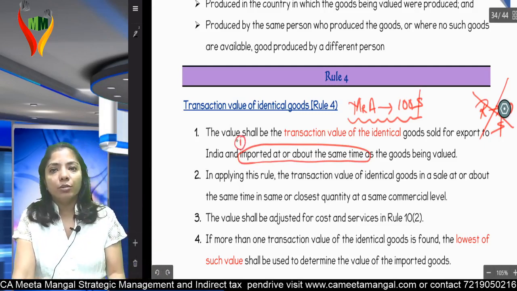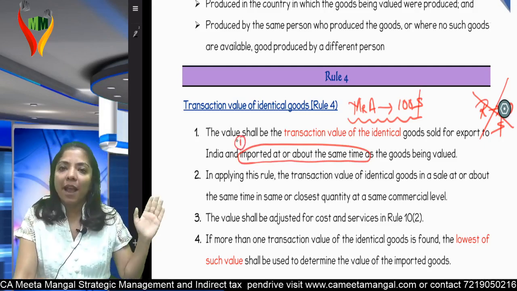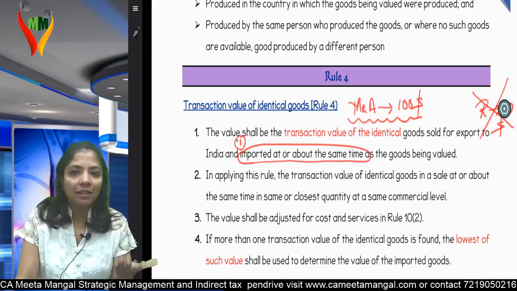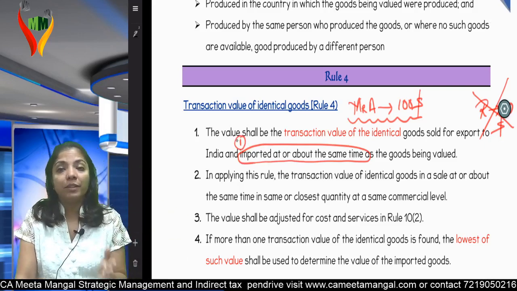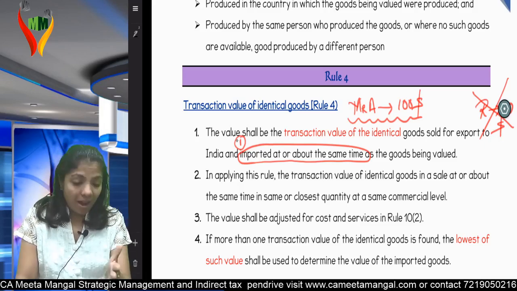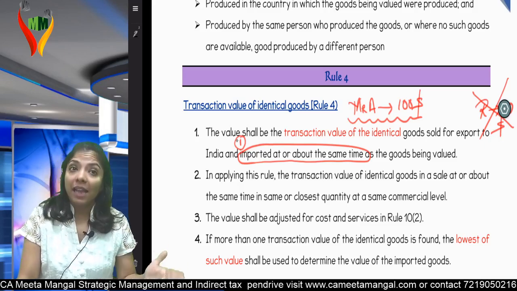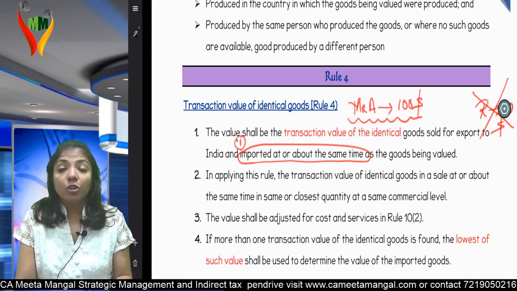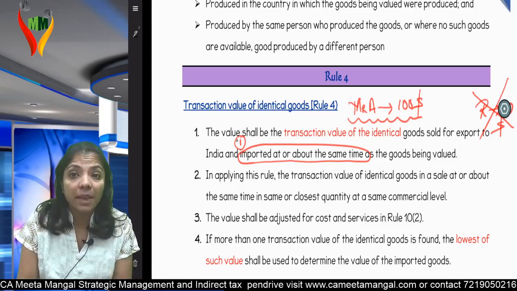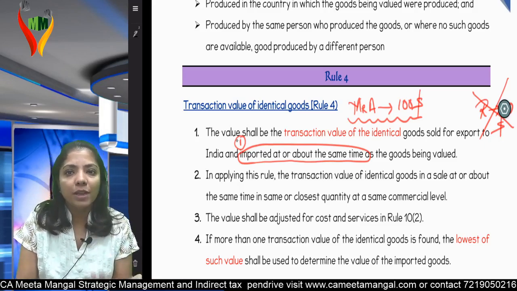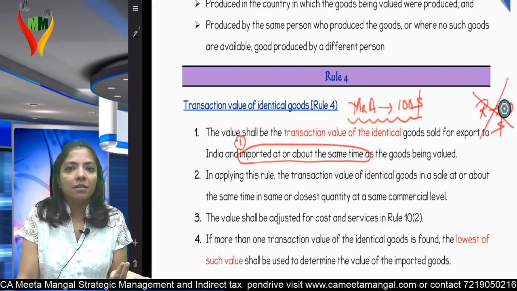I have imported today, somebody else has imported 3 months back, 5 months back. No, boss, it can't be. You have to take something at or about the same time. When I have imported, at the same time somebody else has imported, so not exactly the same, but at or about the same time. A little bit up, 1 or 2 days I can understand. 5 months I can't understand.